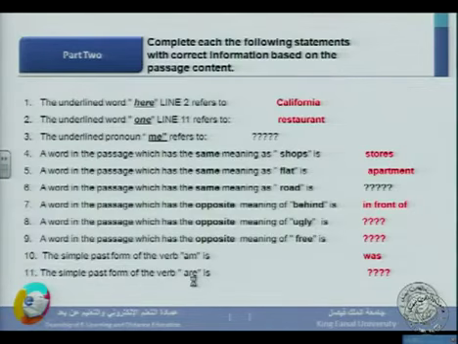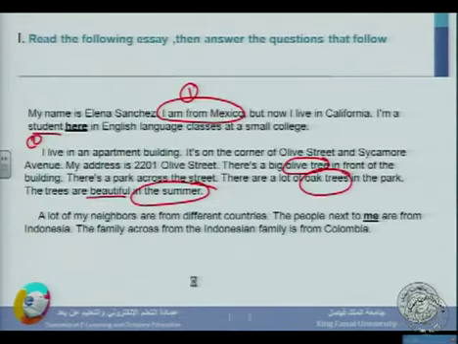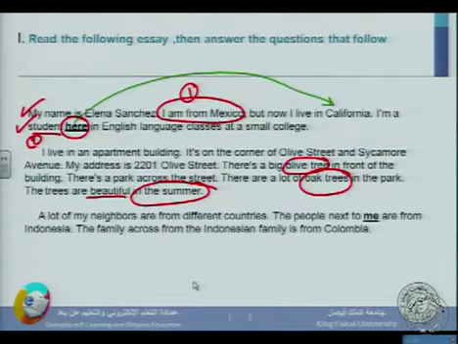Well, right here, the underlined, here we have a pronoun reference, and the underlined word here, if you go back to line 2, this is line 1, line 2, here refers to what? Here is a place name, right? It means California, where she lives. Okay?